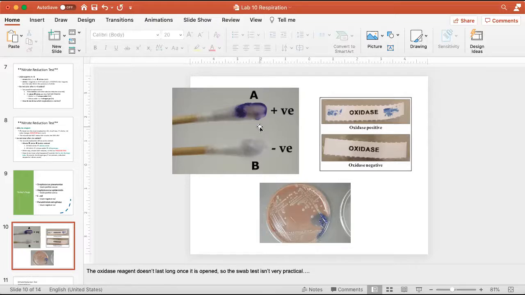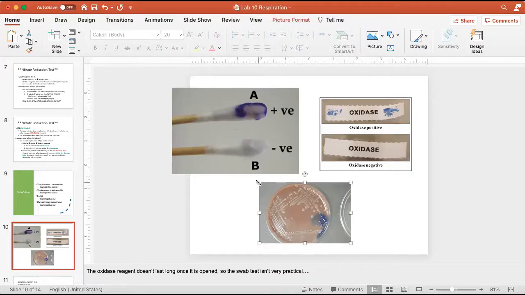If it's positive, it's going to turn this purpley blue color. If it's negative, it won't. Very, very basic test and very easy to read because it's quick.